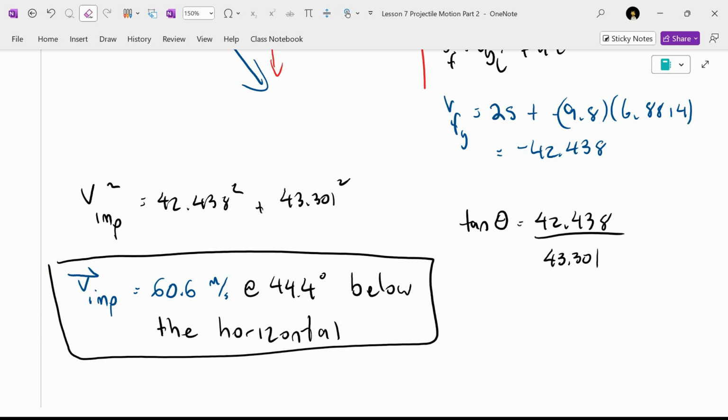What if it was on the way up? I wouldn't say below the horizontal. What would I say? But when would it be on the way up? Oh, they might say after 2 seconds, what's the velocity? And you might still be on the way up when you're doing that. I don't know.